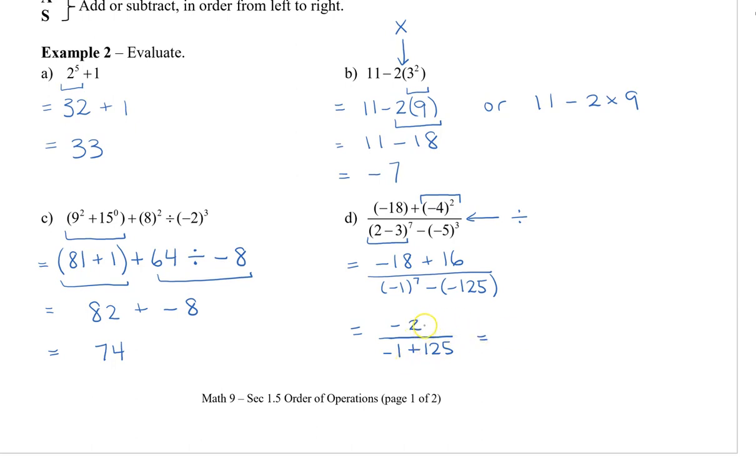We have already a single number in the numerator, which is negative 2, but we're going to join our two values in the denominator. So negative 1 plus 125 is 124. And we can simplify this fraction by dividing the numerator and the denominator by 2. And that will give us negative 1 over 62. And those are some questions that you can work with and review again if you like, on how to do order of operation questions.